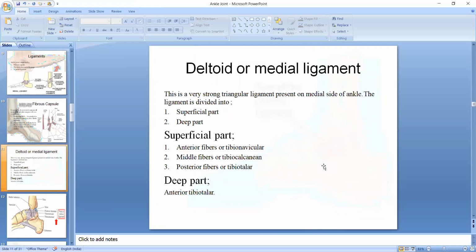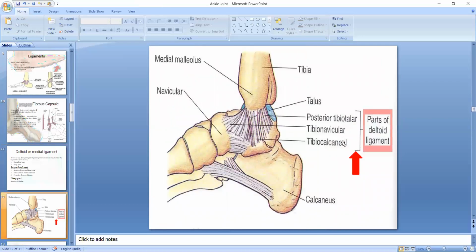Deltoid or medial ligament: this is a very strong triangular ligament present on the medial side of the ankle. The ligament is divided into a superficial part and a deep part. Superficial part: anterior fibers or tibionavicular, medial fibers or tibiocalcaneal, posterior fibers or tibiotalar. Deep part: anterior tibiotalar and posterior tibiotalar. So we can see here the parts of the deltoid ligament. All these parts constitute the deltoid ligament.